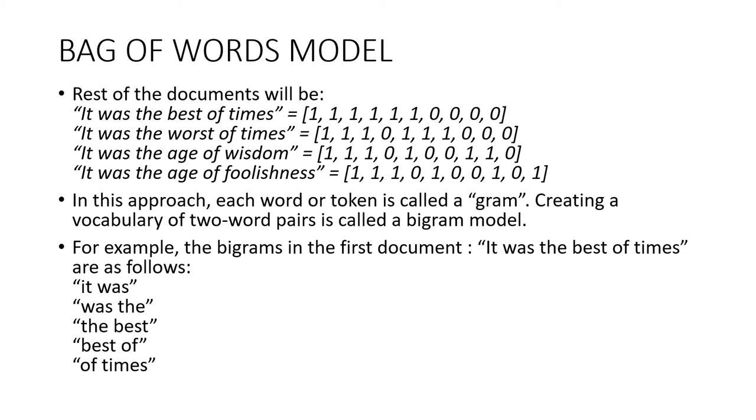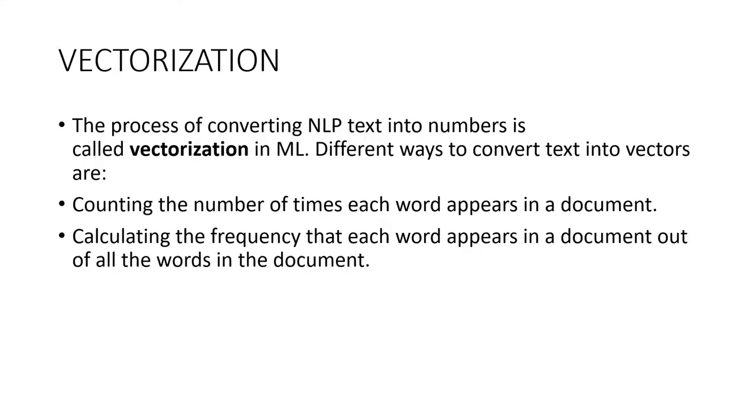In this approach, each word or token is called a gram. Creating a vocabulary of two-word pairs is called a bigram model. For example, the bigrams in the first document, it was the best of times, are as follows: it was, was the, and so on. Like that you will get it. Another thing you need to understand here is vectorization. The process of converting NLP text into numbers is called vectorization.